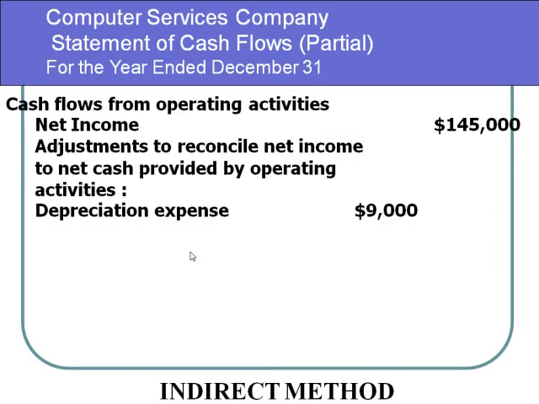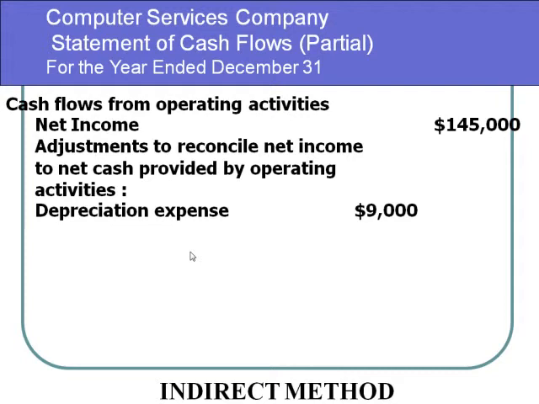So go ahead and write in net income on your worksheet. And actually back up a little bit, put the company name at the top of that statement. Computer Services Company, statement of cash flows for the period ending 12/31/2011. So let's log in 145,000 for net income, and then right under, I think I'm missing some lines here. Right under this, write depreciation expense.